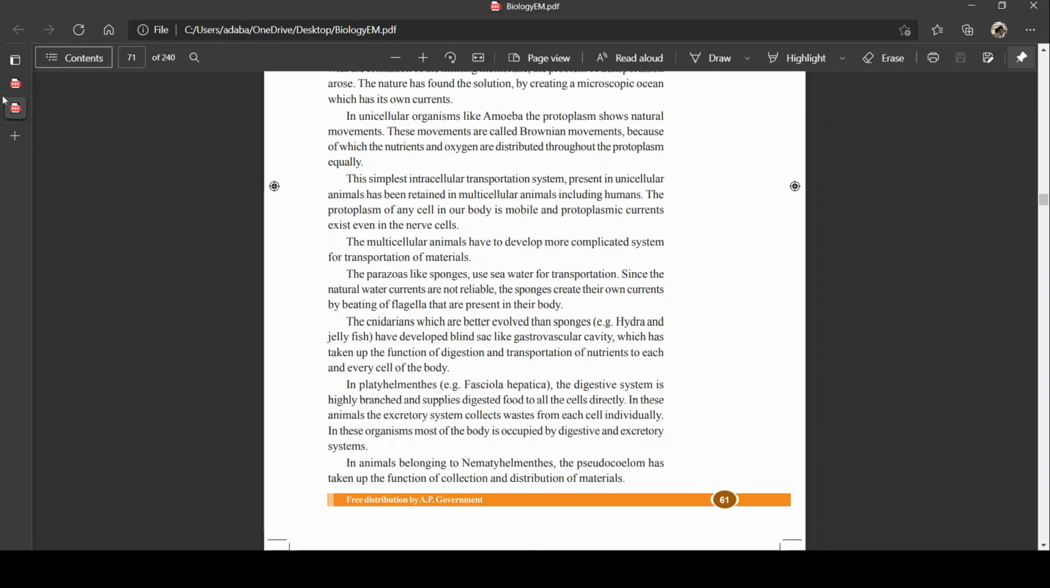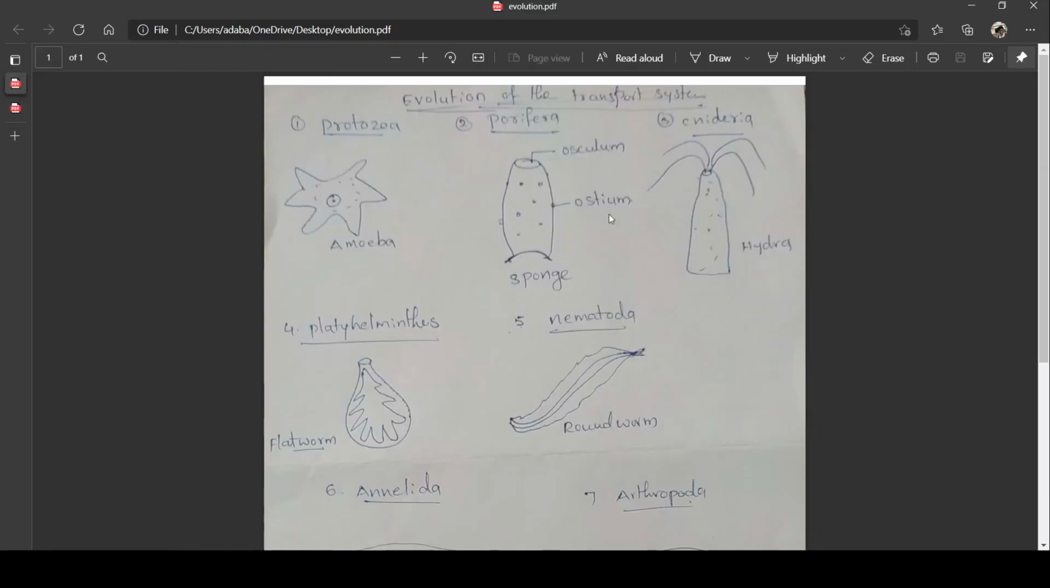So look at this picture. The third phylum is Cnidaria. Just an example, Hydra. This is the structure.